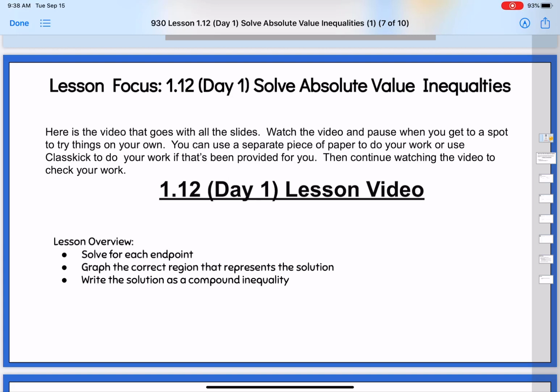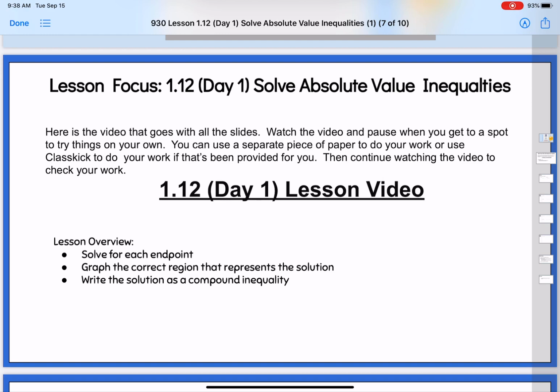So here we are, Unit 1, Lesson 12, Day 1. So we have been talking about absolute value equations the last couple of days, and now we're going to start talking about absolute value inequalities. So what happens when we have that absolute value with a less than or greater than symbol as well?